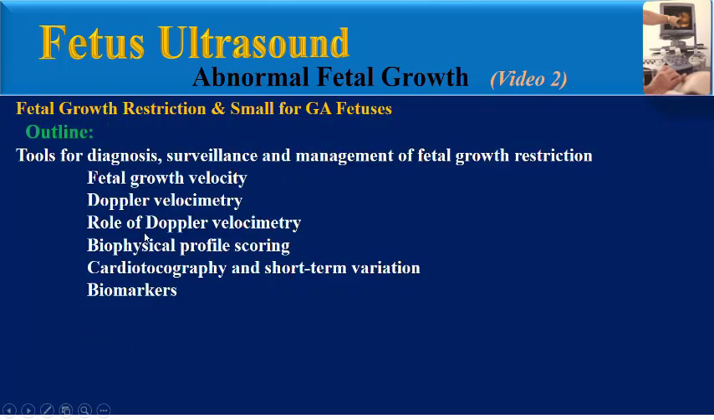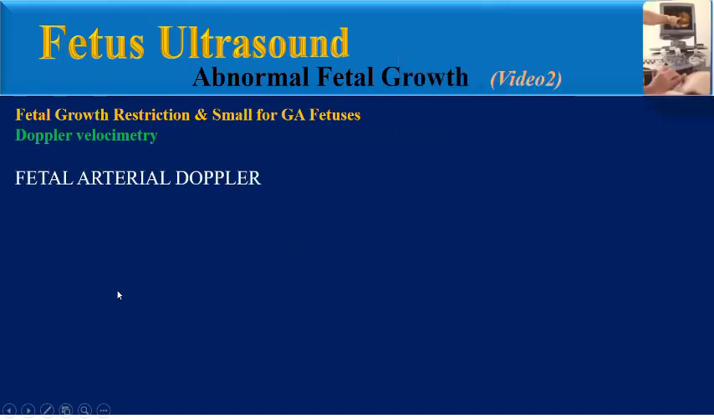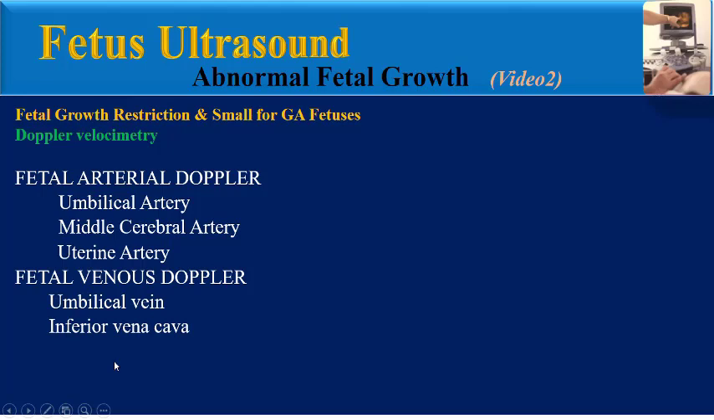Another section is Doppler velocimetry. The most important part in FGR fetus evaluation, which is related to radiologists, is Doppler velocimetry. In general, two items should be checked in the fetus: fetal arterial Doppler and fetal venous Doppler. Fetal arterial Doppler includes umbilical artery, middle cerebral artery, and uterine artery, and fetal venous Doppler includes umbilical vein, inferior vena cava, and ductus venosus.